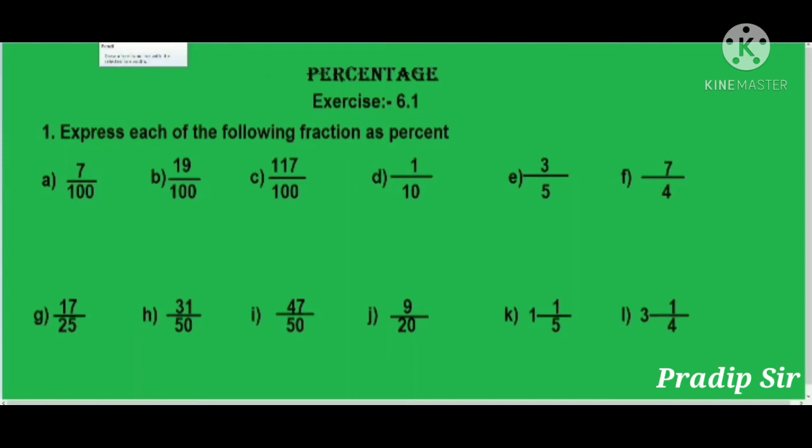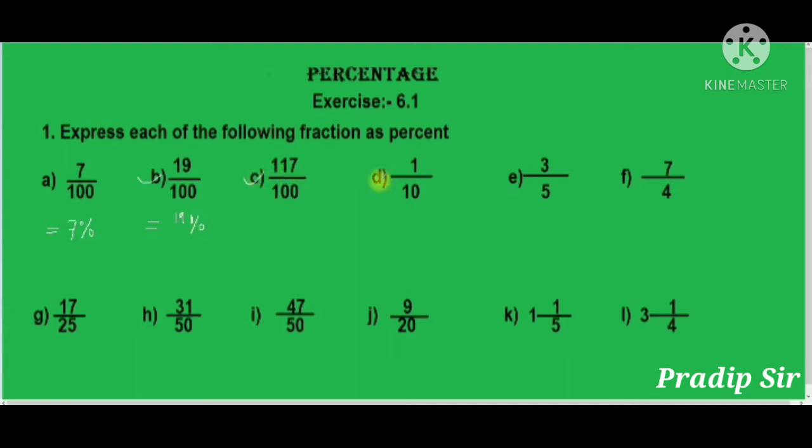See the first question, A. Here 7 by 100 is written. This is already given. 7 by 100 means out of 100 there is 7. So directly you write 7%, because according to the question, the following fractions must be written as percentages. Some fractions are given to you, and you have to write them as percentages. There is 19 by 100. This is a fraction, so you have to write it in percentage form, because the denominator 100 is given. So you can write directly 19%.